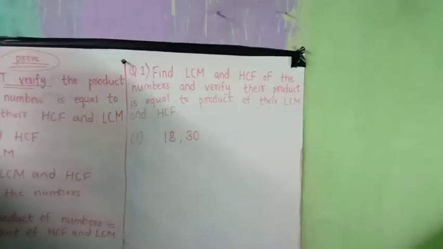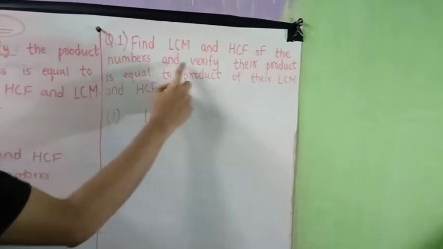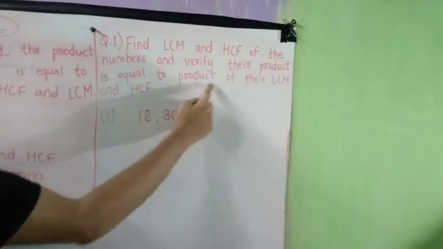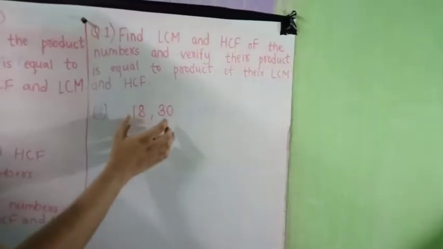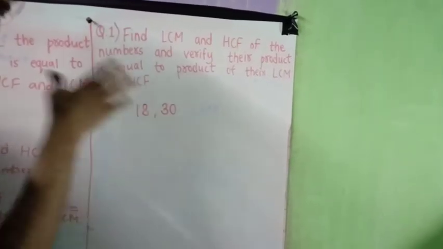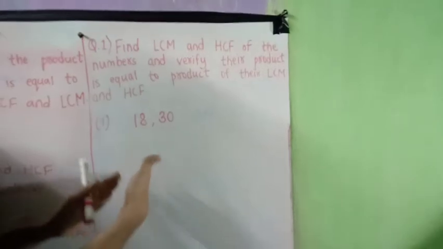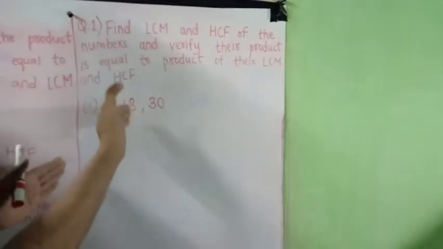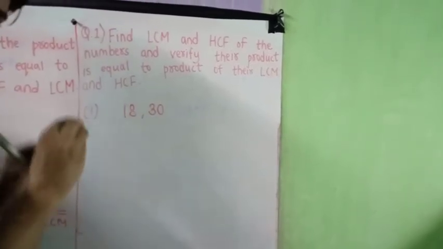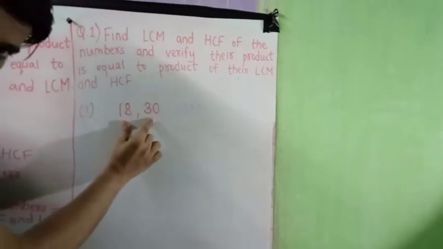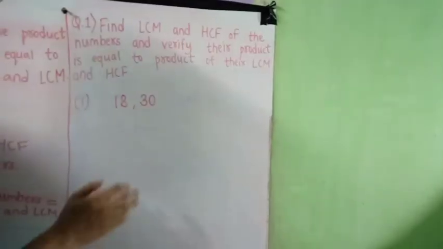This is your question: find LCM and HCF of the numbers and verify their product is equal to product of their LCM and HCF. It's a very lengthy question, but basically we have to find out LCM and HCF of these two numbers, and then check whether the multiplication of these two numbers is equal to the product of their LCM and HCF. Okay, we are going to follow the steps.